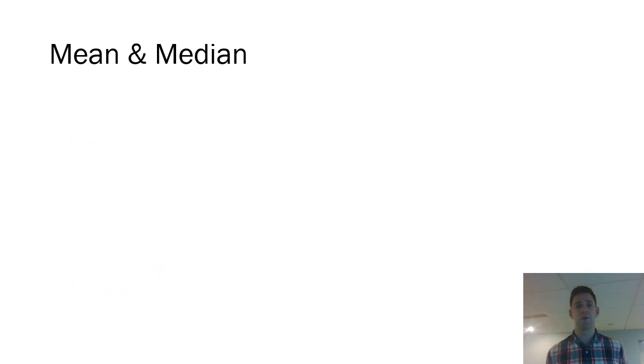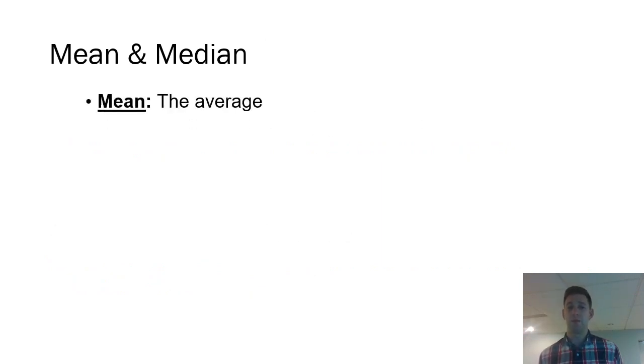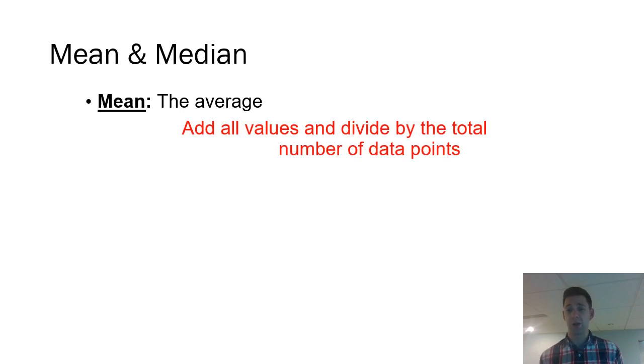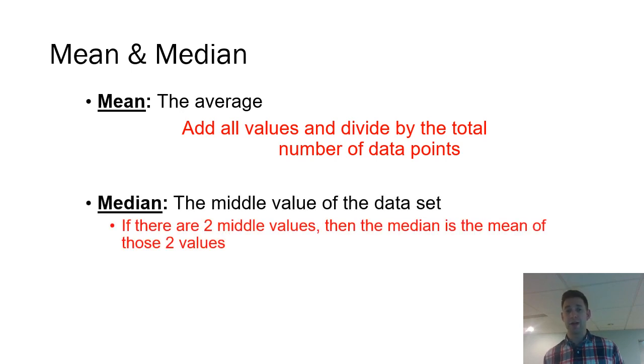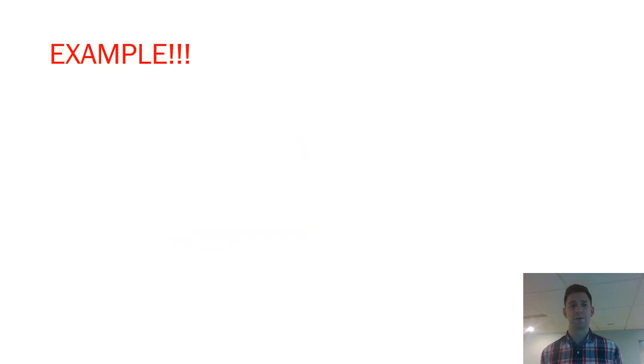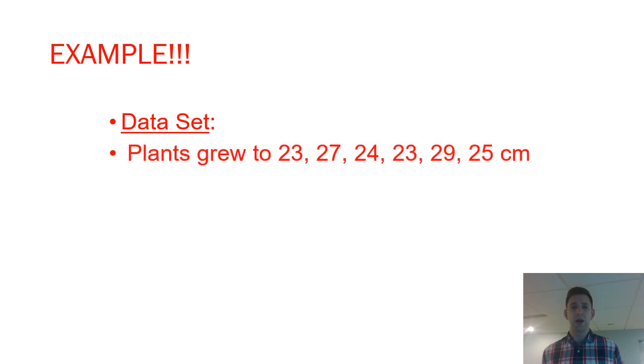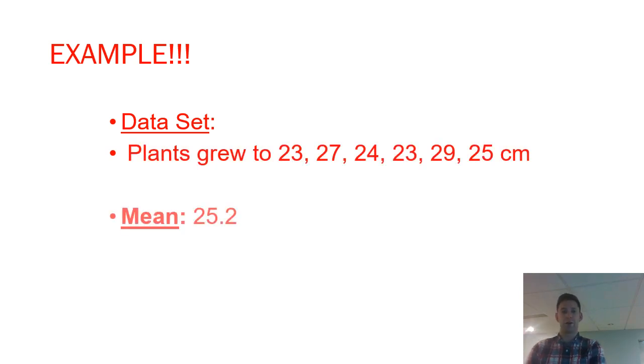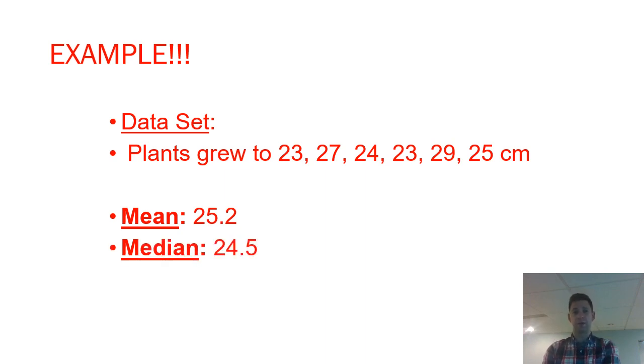But in terms of the data processing, mean, which you guys know how to do, you know that you just add up the values and divide by the total number of data points. Median, which is the middle value of the data set. We very rarely use mode. Pretty straightforward example here. If I have 6 plants and they grew to the following heights, I add them up, I divide by 6, and I get a mean of 25.2. As far as the median, there's no middle value, but the middle values are 24 and 25. Therefore, the median is the mean between those two median values.